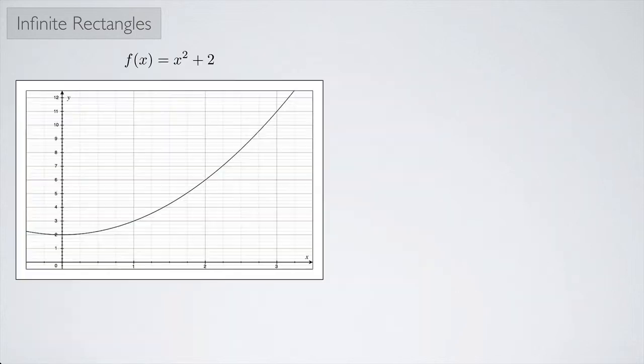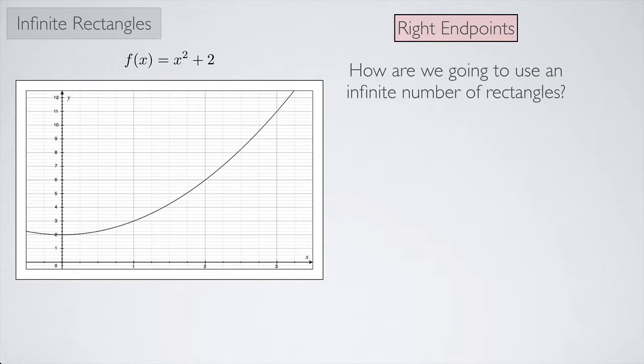So here's the function, and here's the graph again. And we're going to look at right endpoints, and we're going to look at using an infinite number of rectangles. Now, how are we going to do that? Well, if we use the letter n to denote the number of rectangles, and we let n go to infinity, that would be a way of giving us an infinite number of rectangles. And so you can imagine that there's probably going to be some kind of a limit going on here, a limit as n goes to infinity.